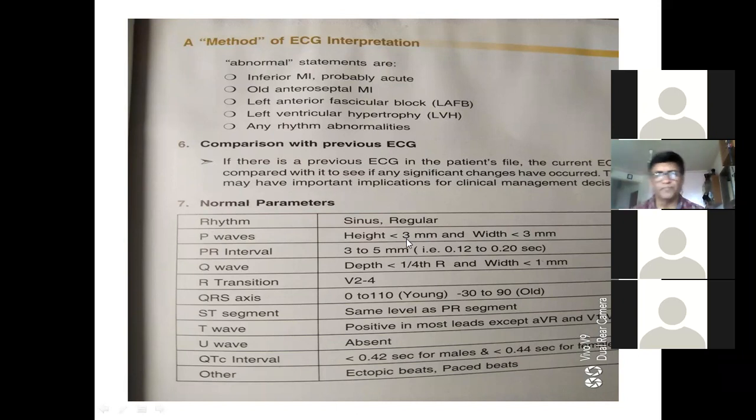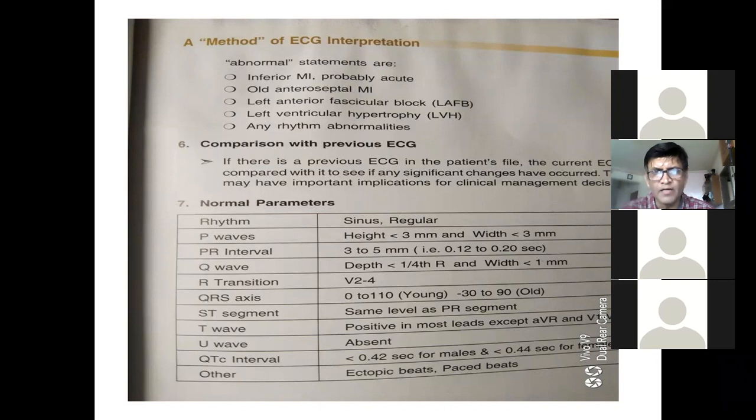Normal parameters. Sunita, can you read? Or Gauri Shankar, can you read? Please read the normal parameters and make your notes. The normal P wave should be less than 3 millimeters in height and in width. Is it clear? P wave. Yes, sir.